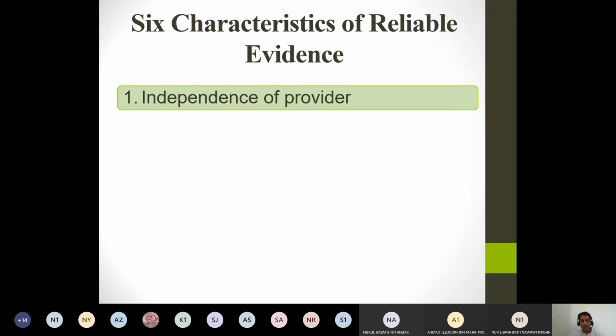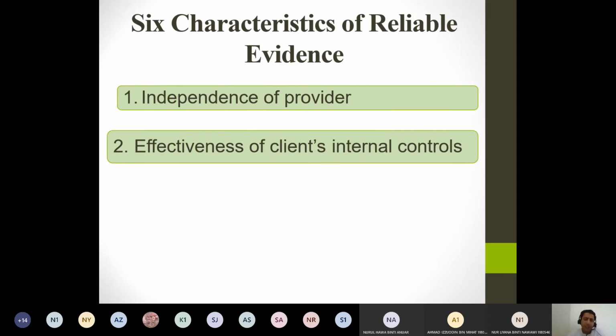Next is the effectiveness of the client's internal control. So if the client's internal control is strong, sufficient and effective, we consider the evidence provided by that client to be reliable.